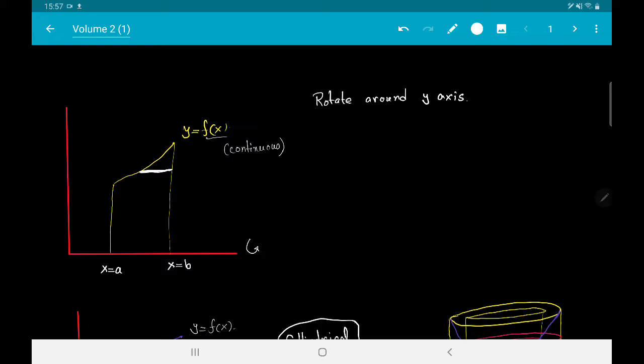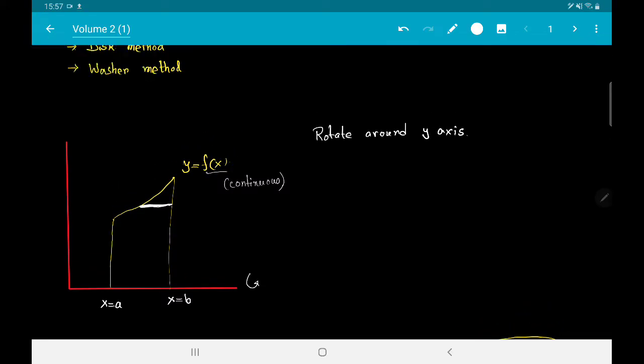Here we are given a different scenario. Again we are given the same region which is bounded above by the graph of the equation y equal to f(x), and we are asked to determine the volume of the solid which is obtained by rotating this region about the y-axis. So this is our y-axis and this is our x-axis obviously. So how do we compute this?